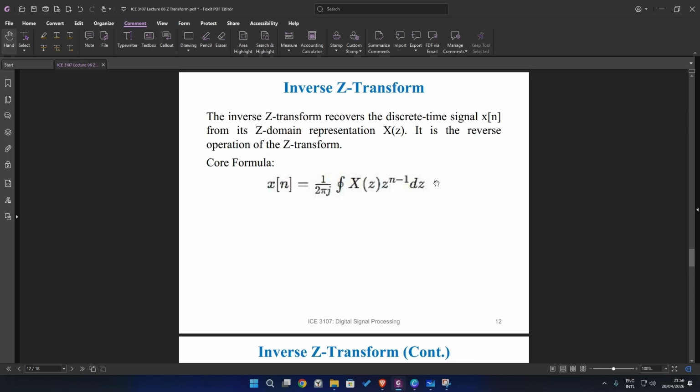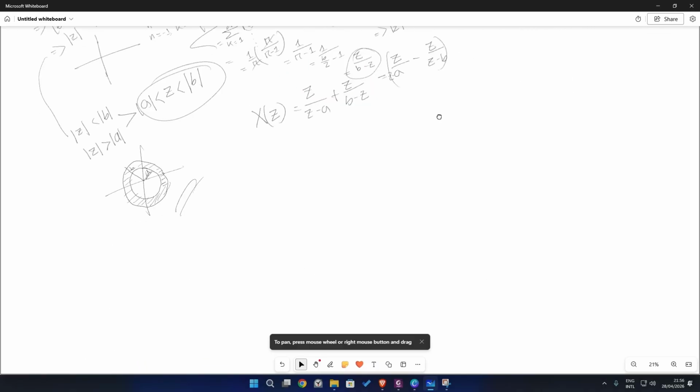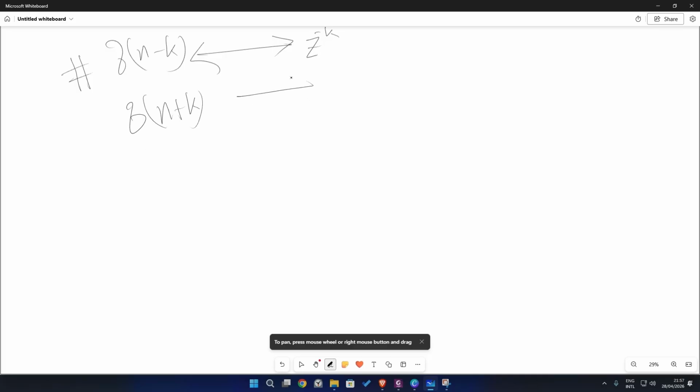Obviously we are not going to use this formula, it is a very complicated formula. We need to know some formulas, some special cases, to solve questions of this level. The first term: if delta[n minus k], then its Z transform will be z to the power minus k, and vice versa. If delta[n plus k], then it will be z to the power k, and vice versa.